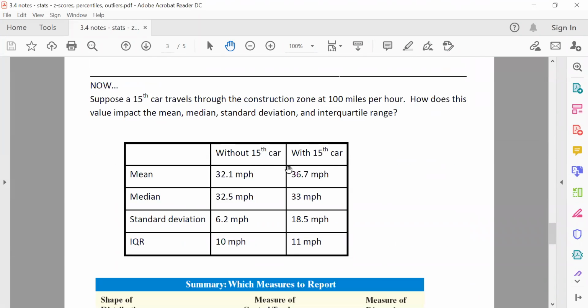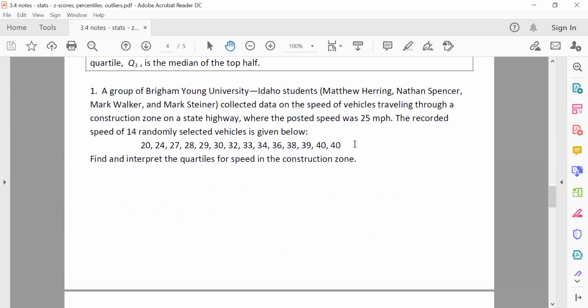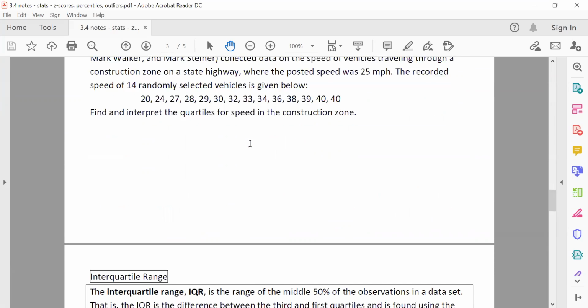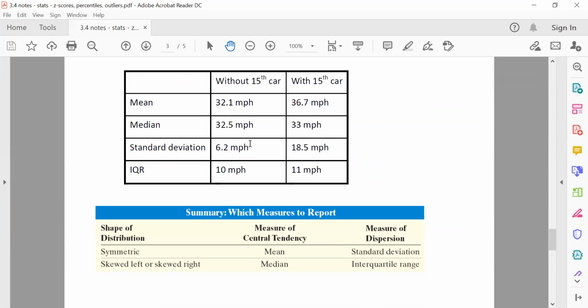Your mean would go up a good chunk. It goes up by almost 5 miles an hour. The median barely goes up, which makes sense. If you throw 100 here at the end, then all that does is slightly move the median to the 33 to be in the middle. So that's, again, what we were talking about last time and a few times ago concerning resistance.